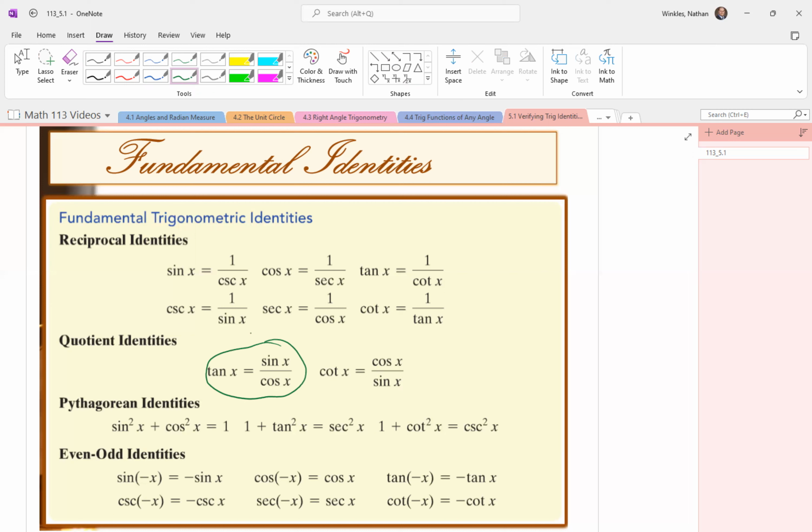Next, we have our Pythagorean identities. Sine squared plus cosine squared equals 1. 1 plus tangent squared equals secant squared. And 1 plus cotangent squared equals cosecant squared.